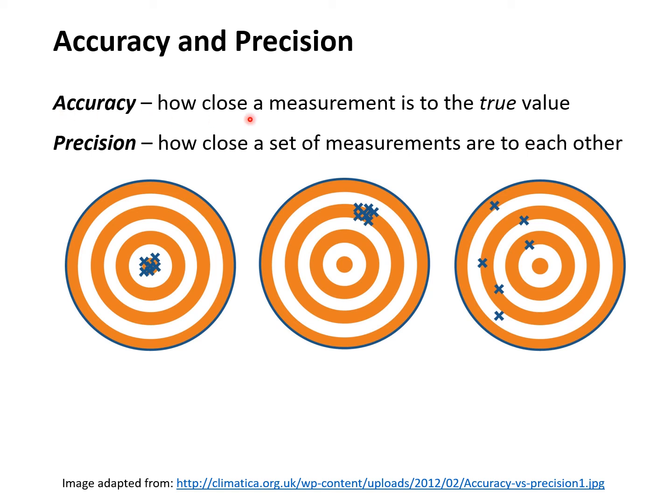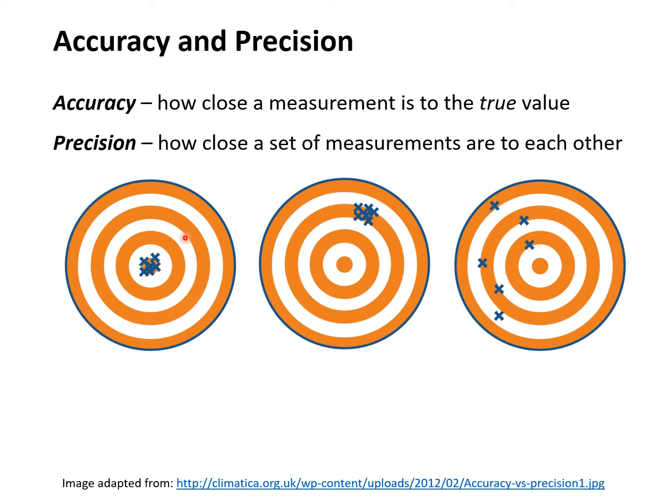Accuracy is defined as how close a measurement is to the true or accepted value. By contrast, precision is defined as how close a set of measurements are to one another. The easiest analogy we can use for expressing the difference between accuracy and precision is the bullseye.